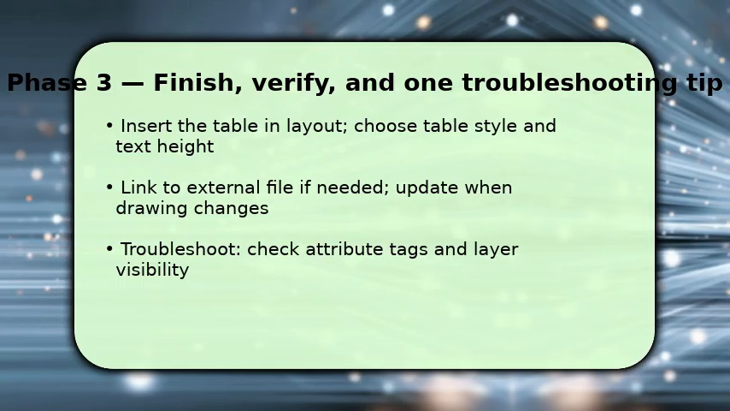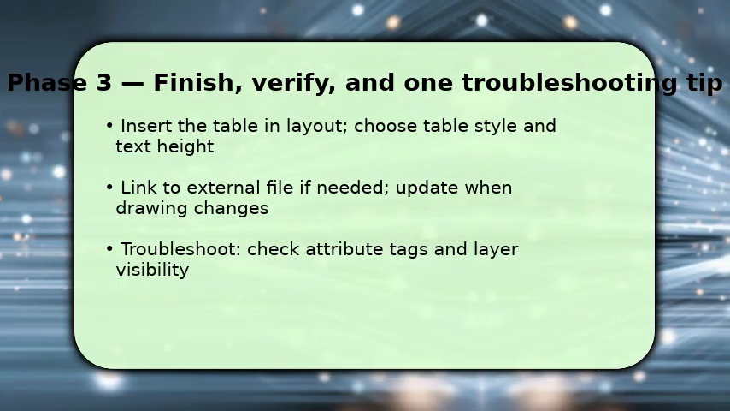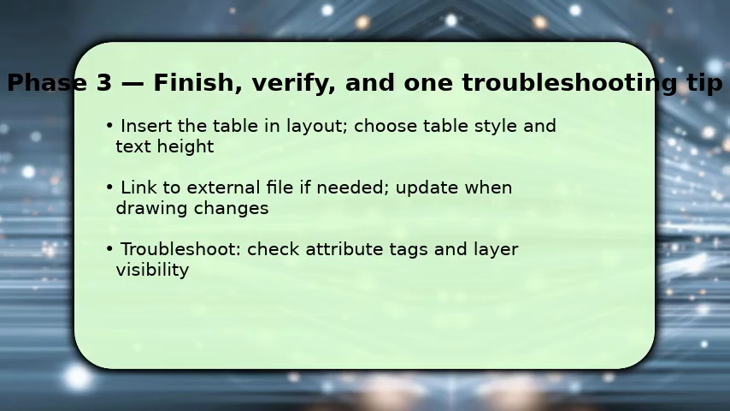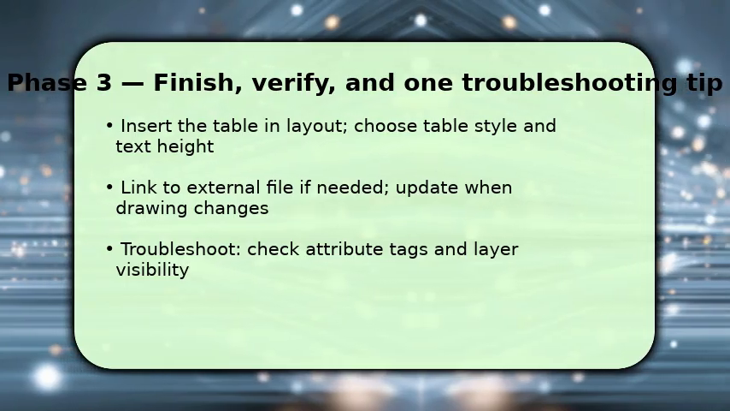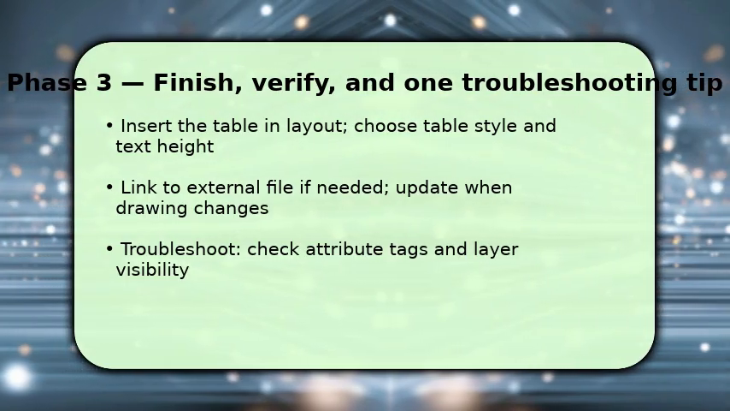If things go wrong, make sure attribute tags match exactly and that layers aren't frozen or off. Inconsistent tags are the most common cause of missing rows.